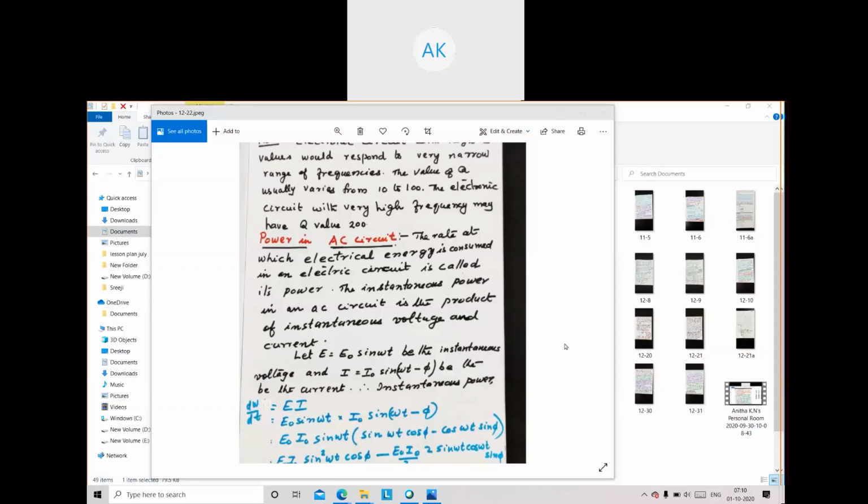What is meant by electrical power? Power in DC current: we have studied in the second chapter, current electricity, that power is equal to VI. So here also power is equal to VI, but with that formula we find the instantaneous power.